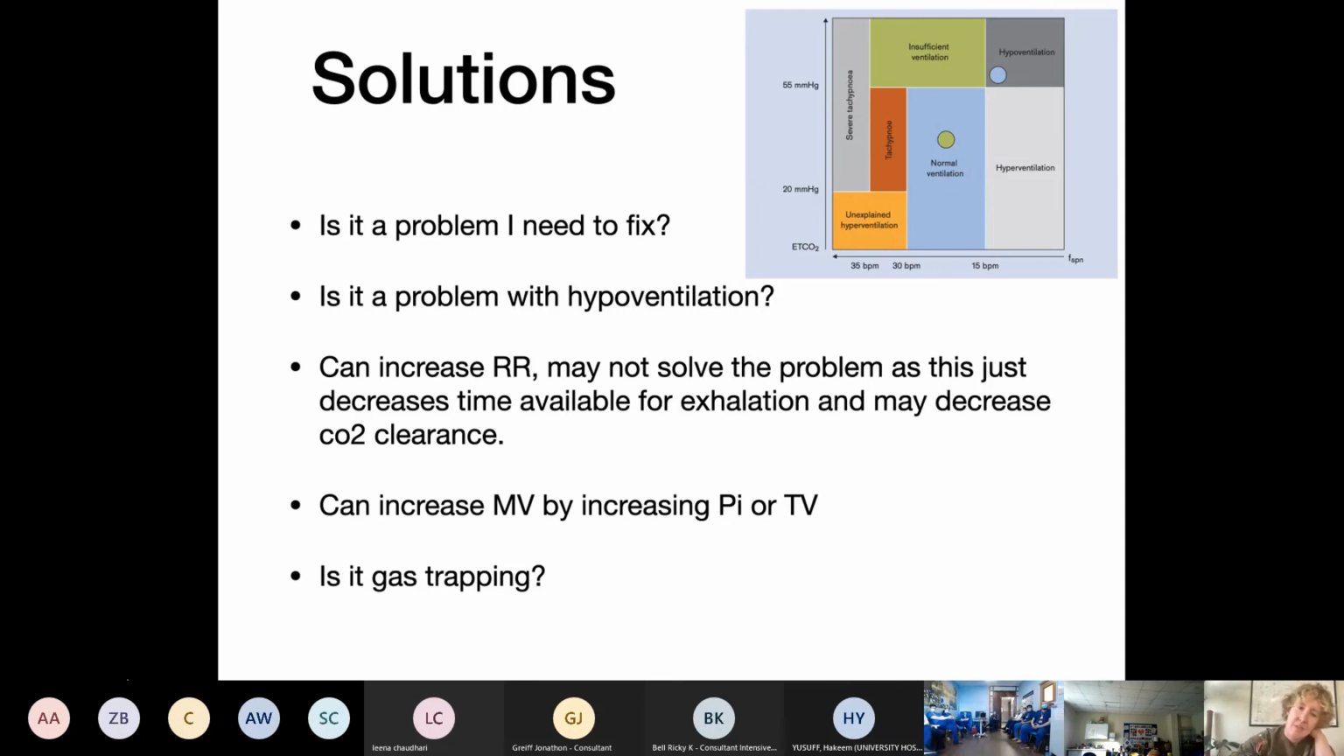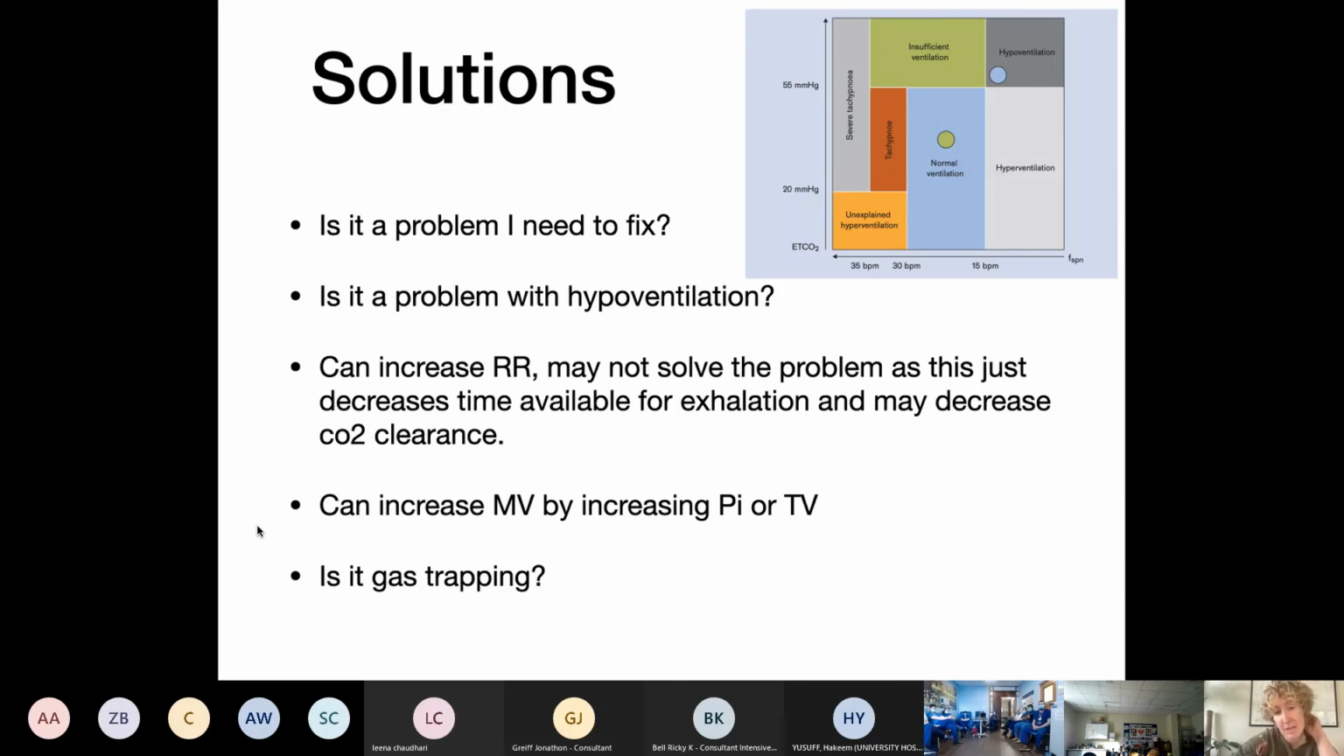So if your PaCO2 is high, you could increase the respiratory rate, which will increase your minute volume, which will potentially increase CO2 clearance, but it might not solve the problem, because it may not increase the amount of time available for exhalation and may actually decrease your CO2 clearance. You could also increase the minute volume by increasing your tidal volume, through increasing the actual set volume or increasing your inspiratory pressure.